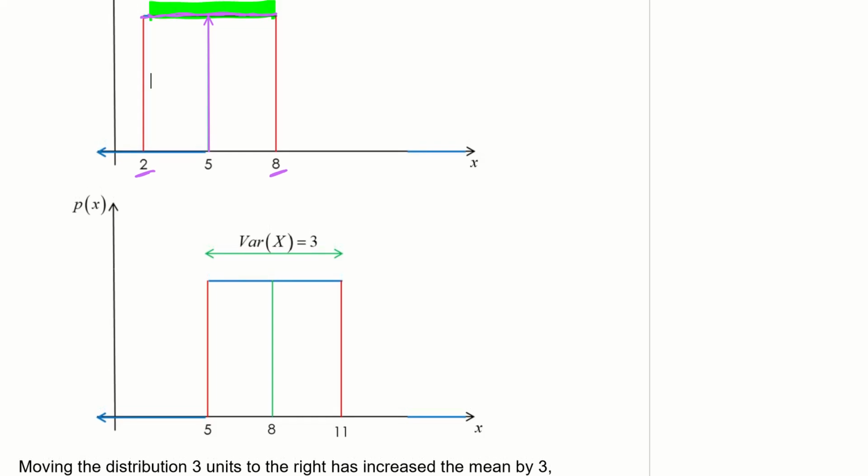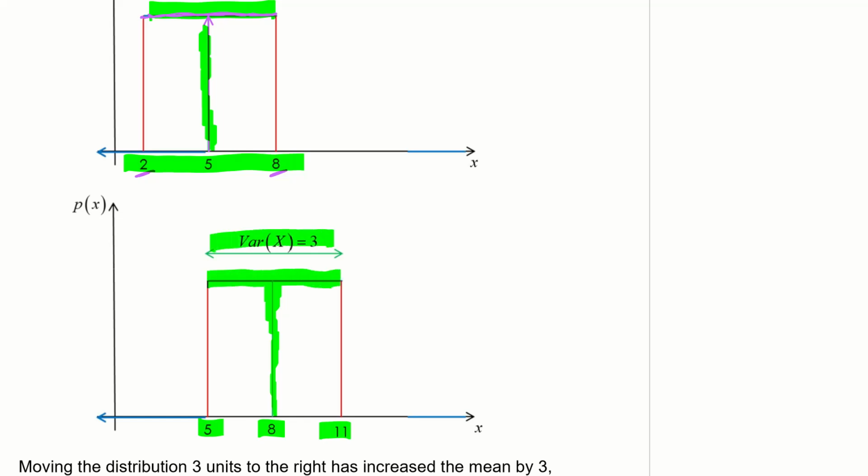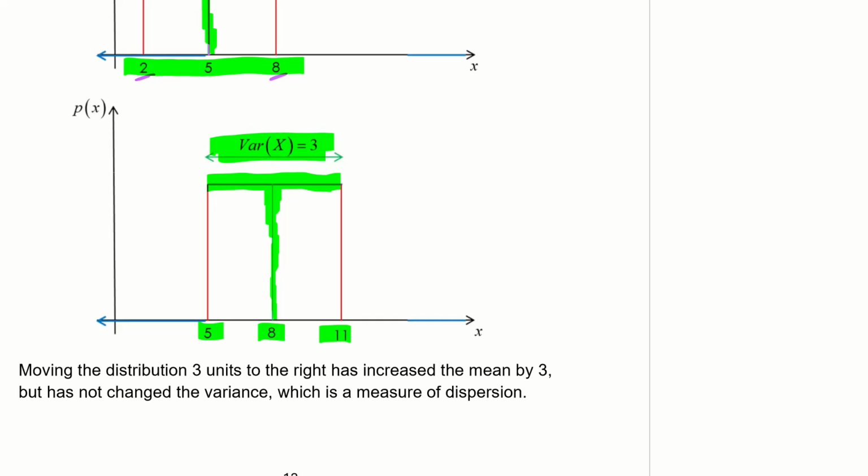If we just add something, so we can see here that with these values down here being 5, 8, and 11, we've just added 3 to each of the numbers here. And so the mean here was 5, the expectation. Here it's 8. So we've just added 3. But it hasn't changed the spread, so the variance is still 3. Moving the distribution 3 units to the right has increased the mean by 3, but has not changed the variance, which is a measure of dispersion.